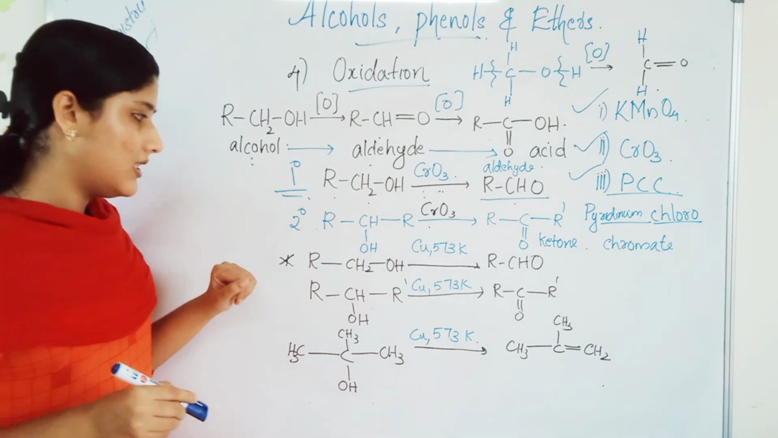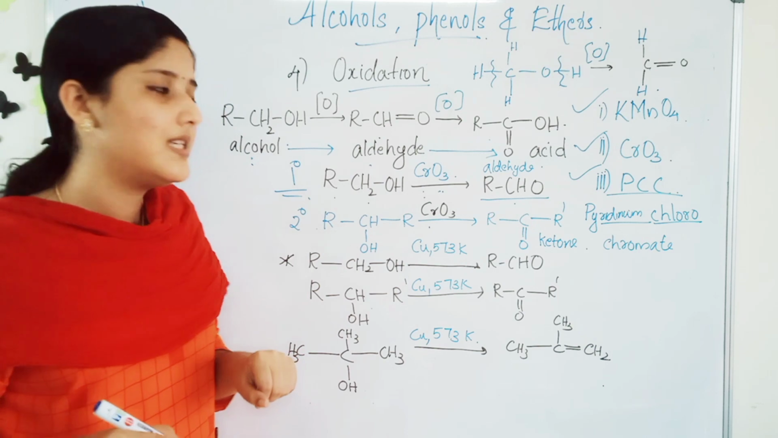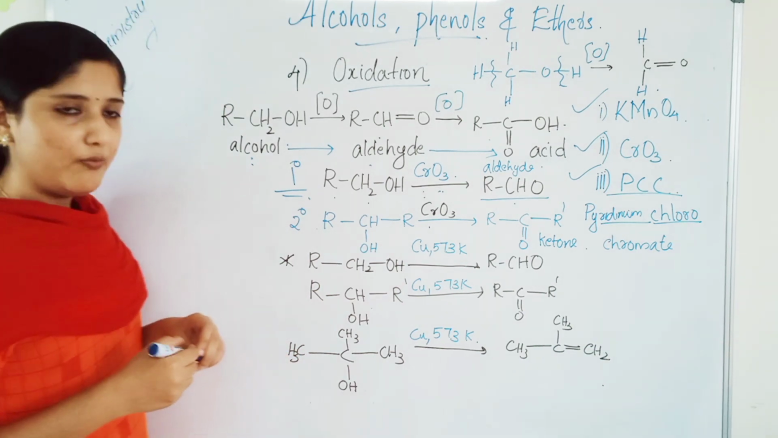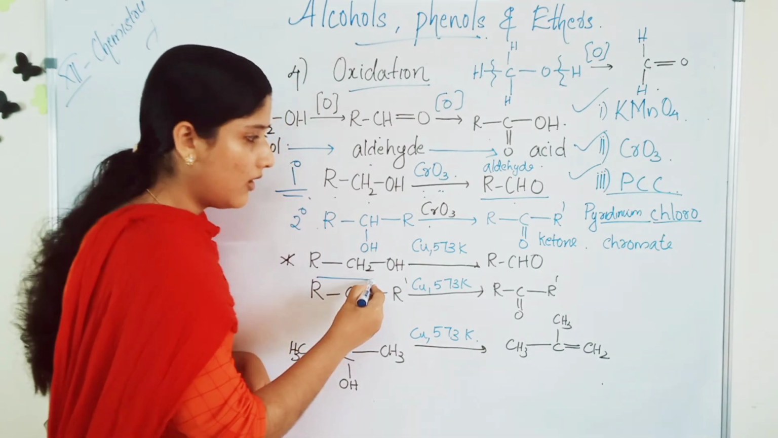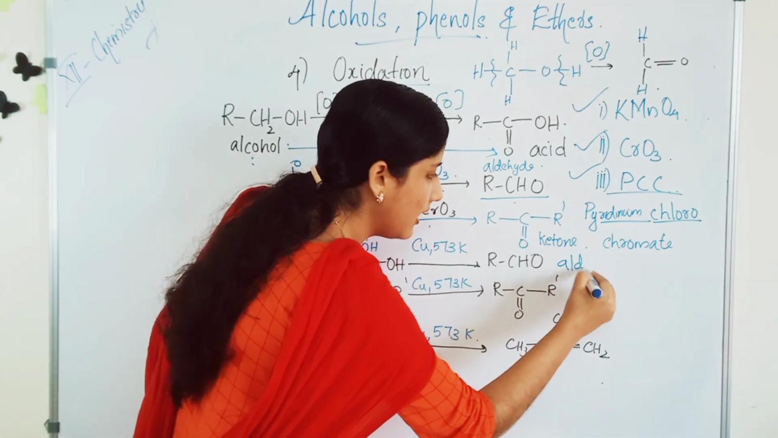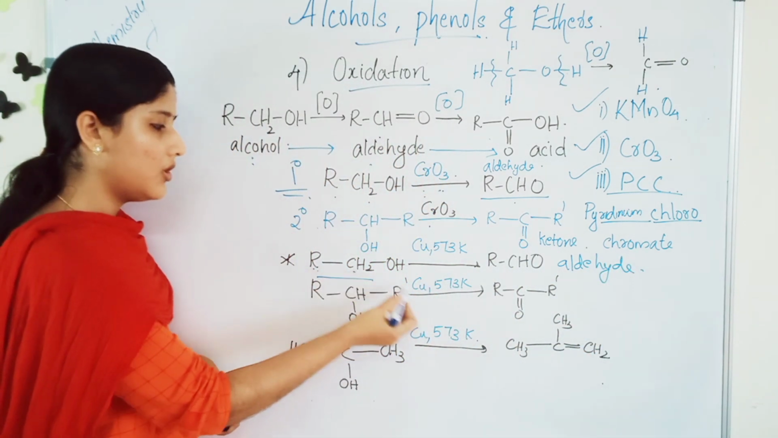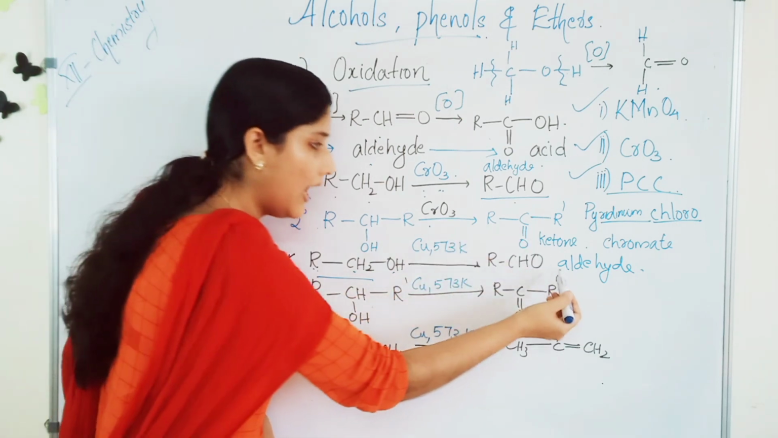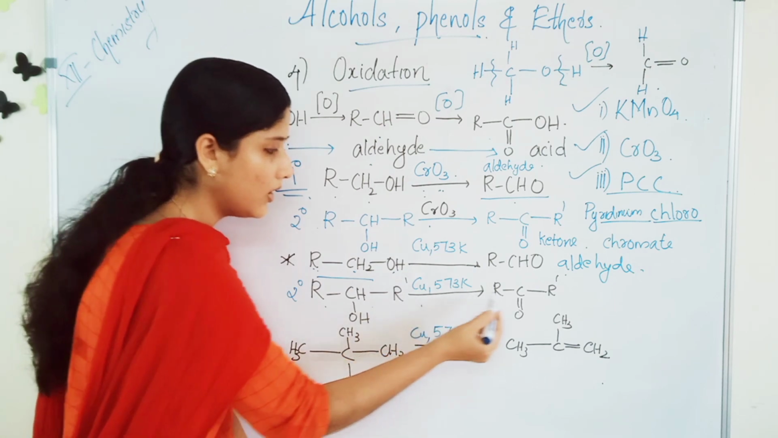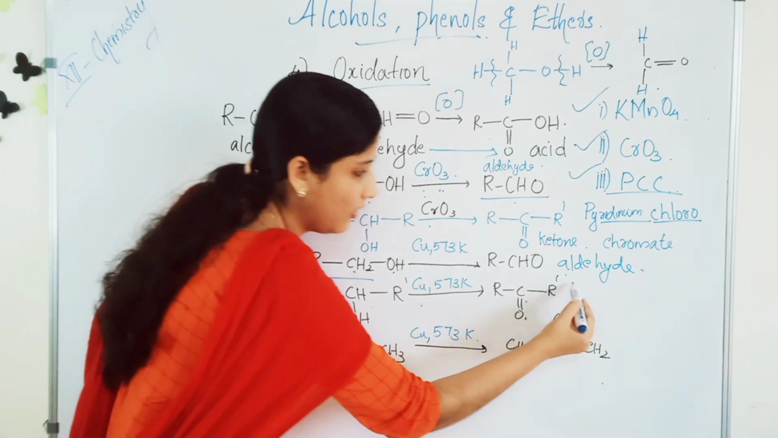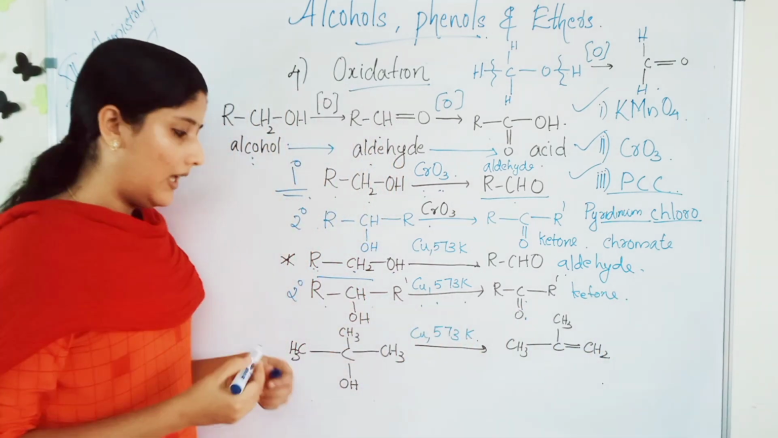The next point is, one of the oxidizing agents is copper. Copper at 573 Kelvin. When we are using copper at 573 Kelvin, primary alcohol, RCH2OH, will convert to aldehyde. And if it is a secondary alcohol, it will convert to what? Ketone. It will be converted to ketone in the presence of copper at 573 Kelvin.